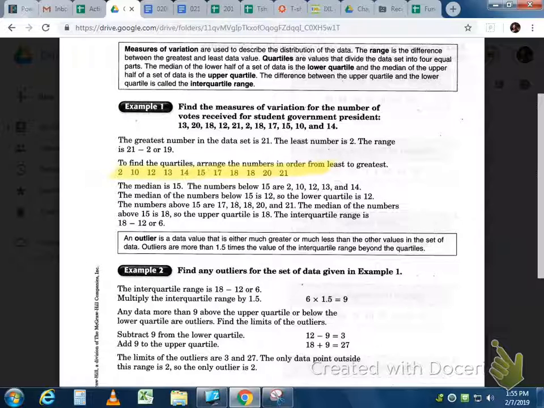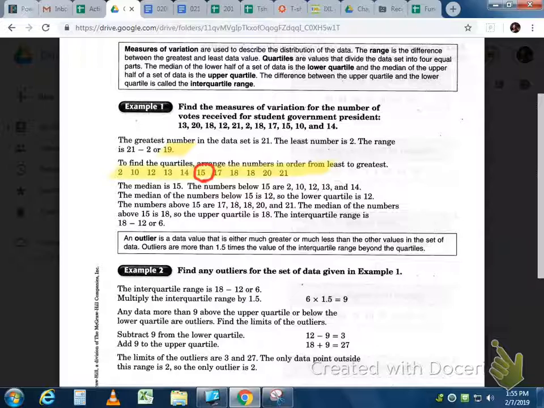Okay? They put the numbers in order. They take that and take 21 minus 2. They find out that the whole range of the whole set is 19. Okay, so they put them in order. Let me see how many numbers there are in their list really quick. 2, 4, 6, 8, 10. There's 11. Okay, so the very first thing they do is they find the one in the middle, which was 15. That was their median.